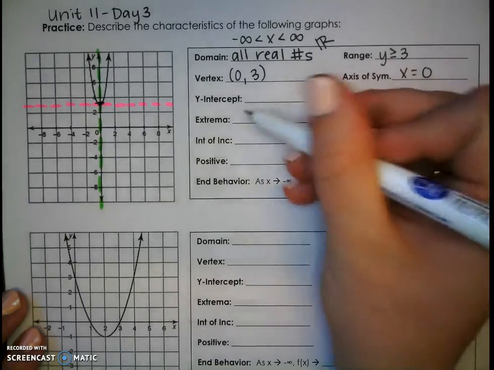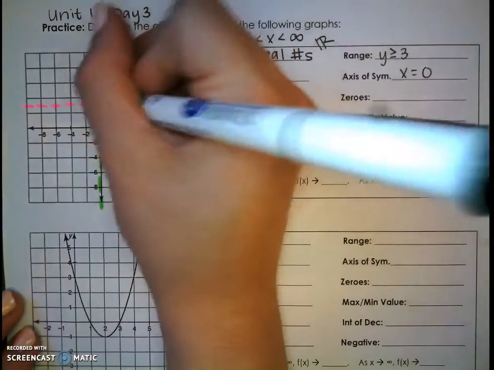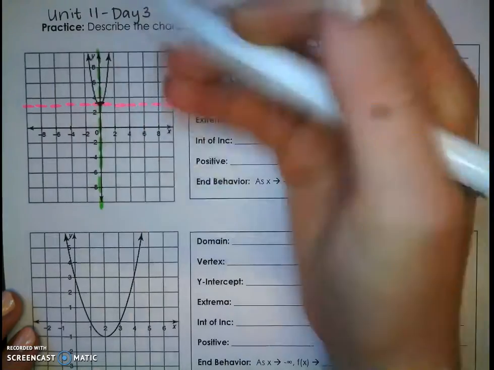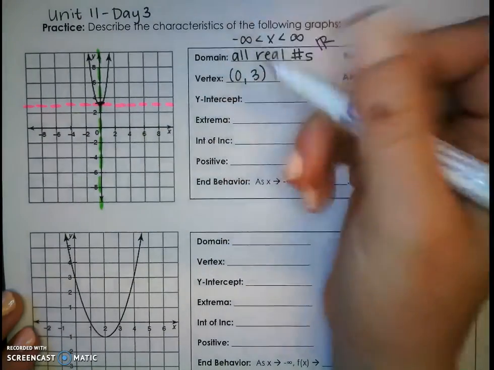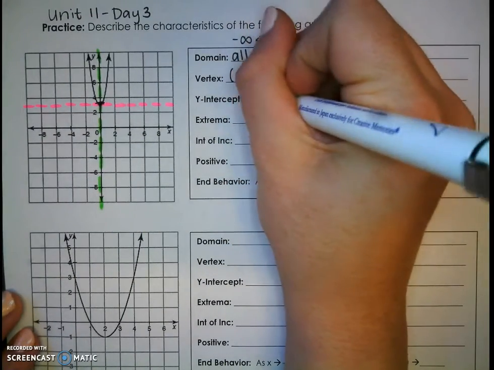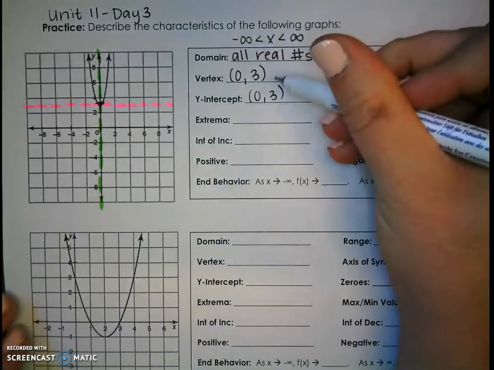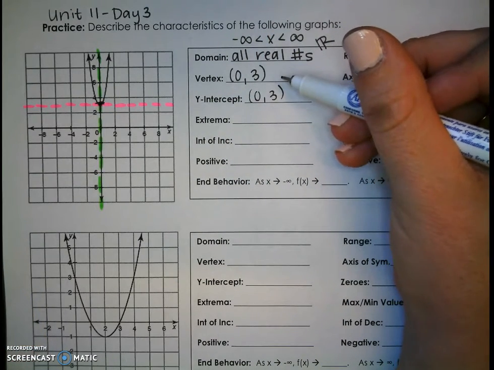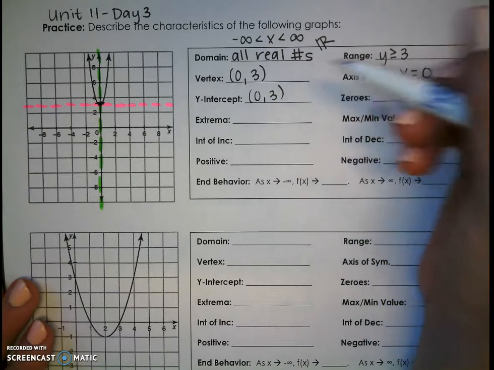Your y-intercepts are the points where it crosses the y-axis. So again, that would be right here for me, right where my vertex is, which is at (0, 3). Remember that your vertex and your y-intercept aren't always the same. This one's just kind of a coincidence.